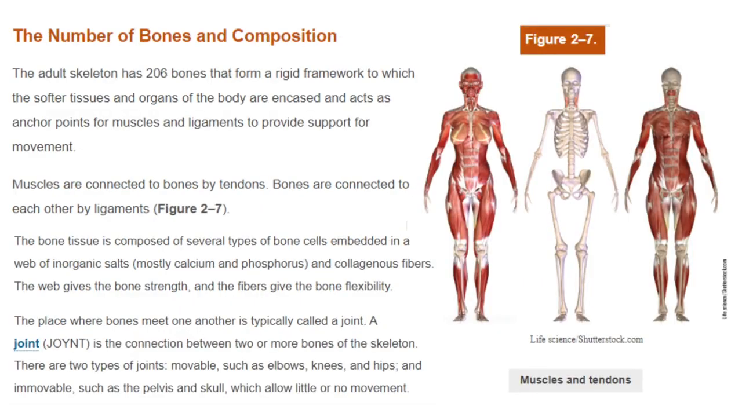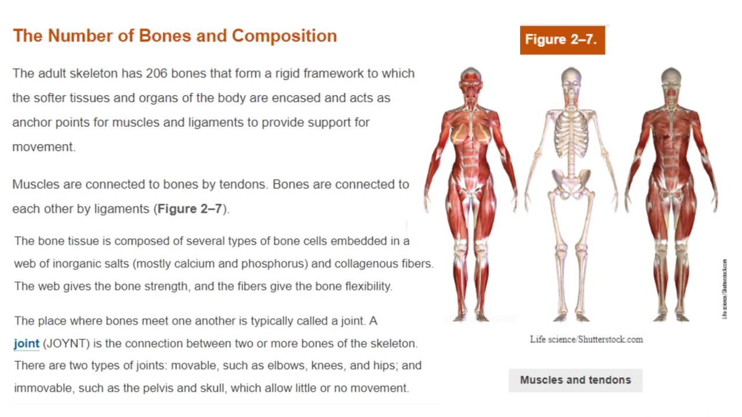The number of bones and composition. The adult skeleton has 206 bones that form a rigid framework to which the softer tissues and organs of the body are encased, and acts as anchor points for muscles and ligaments to provide support for movement. Muscles are connected to bones by tendons. Bones are connected to each other by ligaments, figure 2.7.